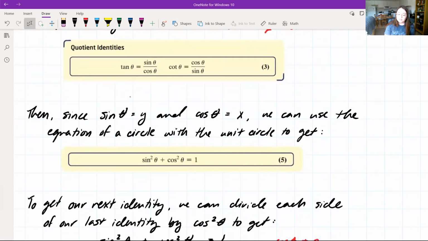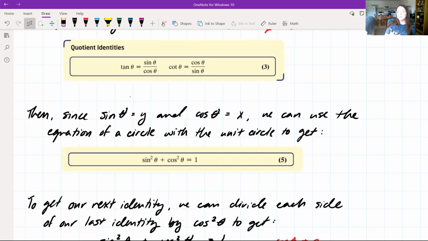Then, since sine of theta is equal to y and cosine of theta is equal to x, we can use the equation of a circle with the unit circle to get our identity: sine squared of theta plus cosine squared of theta is equal to 1. So remember with our equation of a circle, we said that x squared plus y squared is equal to the radius squared. If we combine our trigonometric functions with the idea of the unit circle, that gives us this identity.